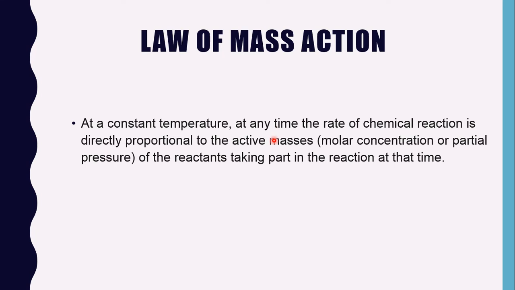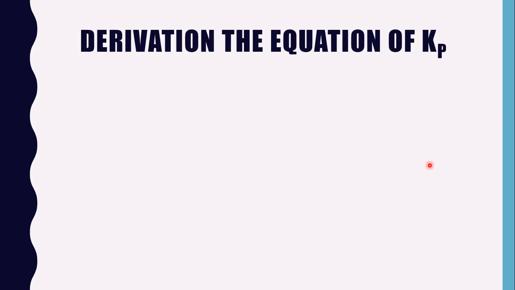Today we will derive the equation for Kp when active mass will be expressed as partial pressure, and we will get the equilibrium constant, that is partial pressure equilibrium constant Kp. Derivation of the equation of Kp. Here this is a reversible reaction where PCl5 is decomposed to produce PCl3 and chlorine. Look, for this reaction we have to derive the equation of Kp.